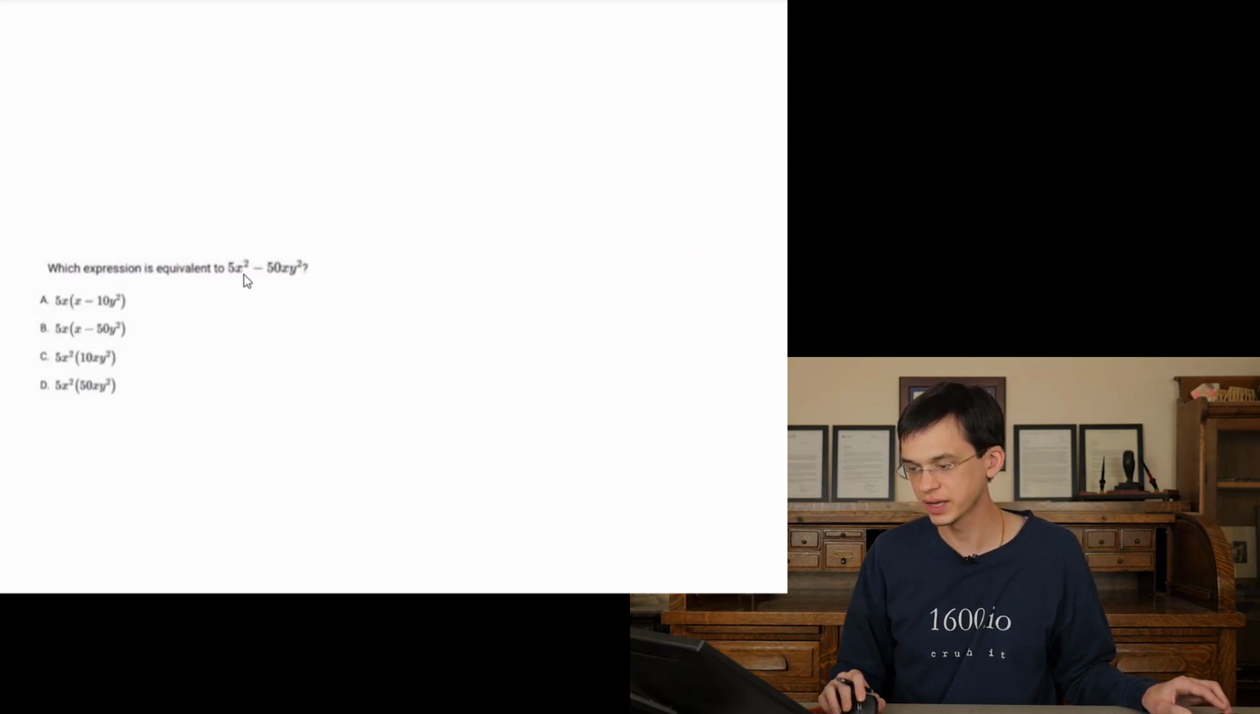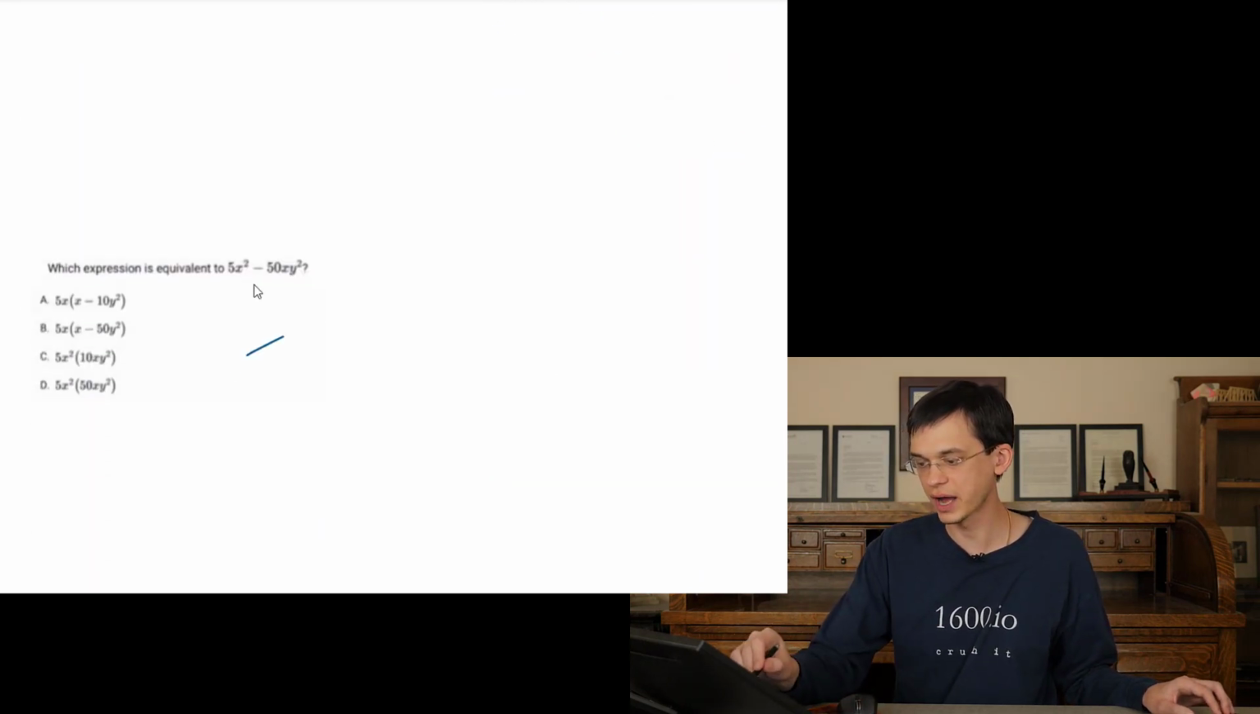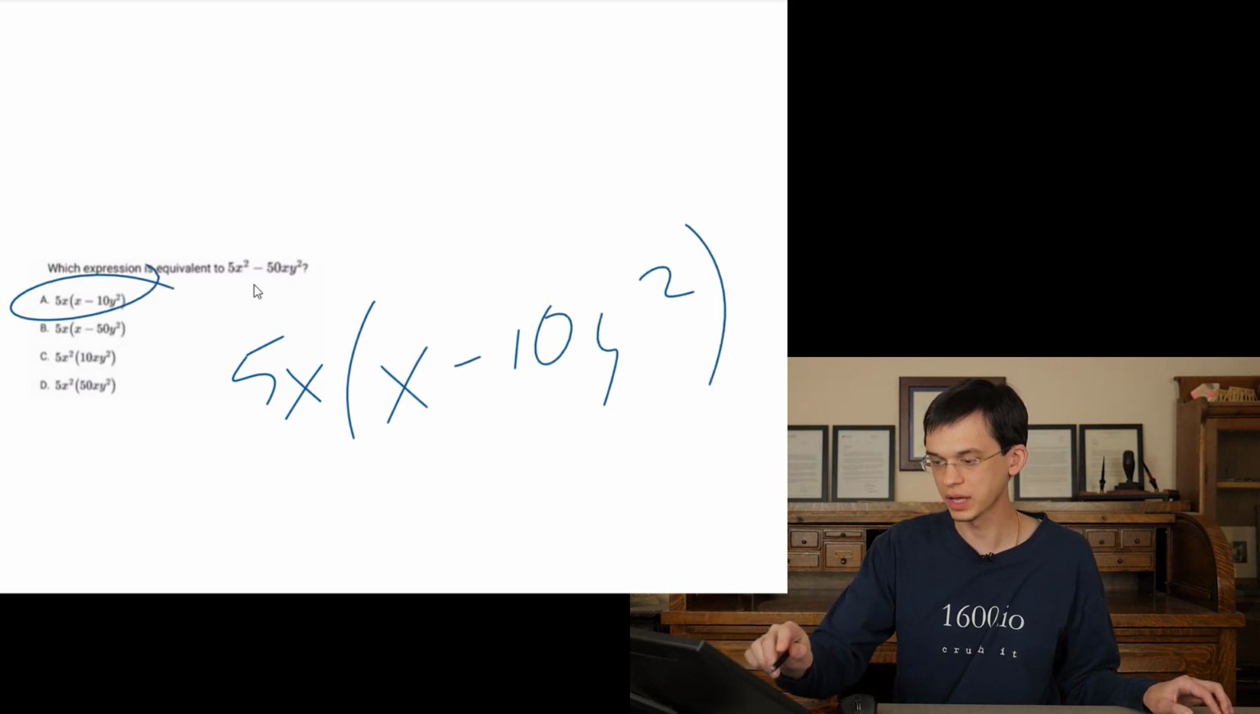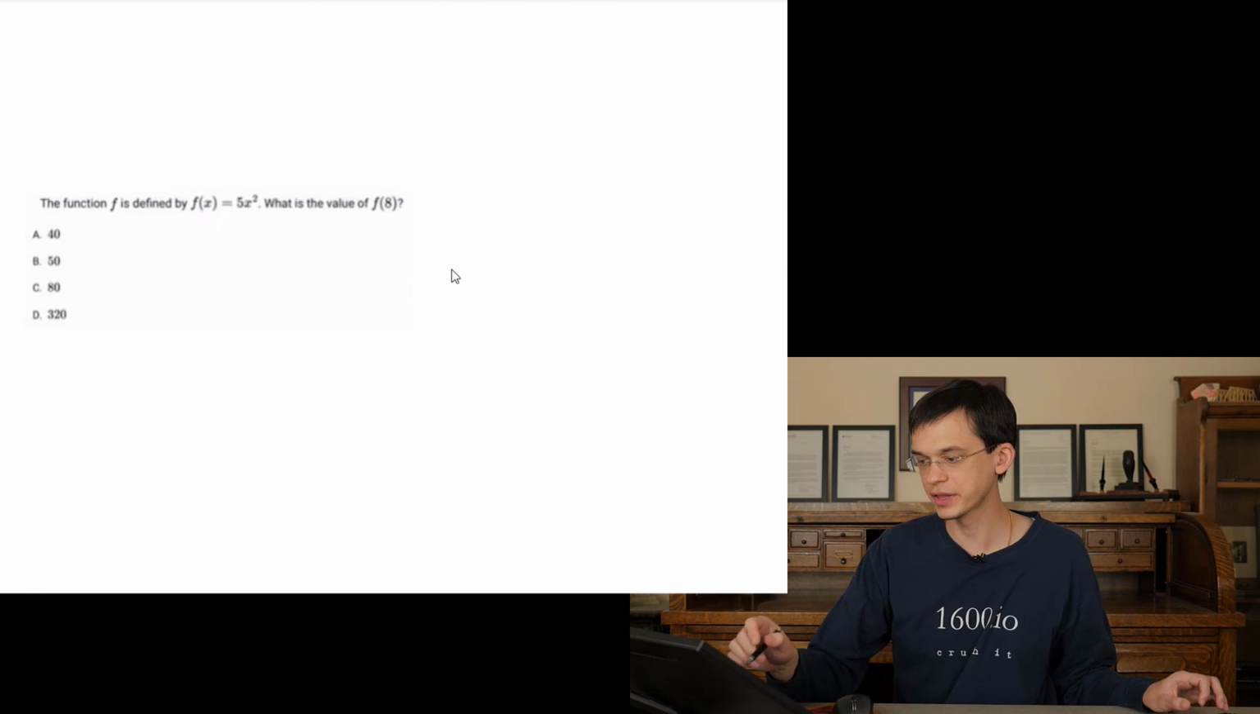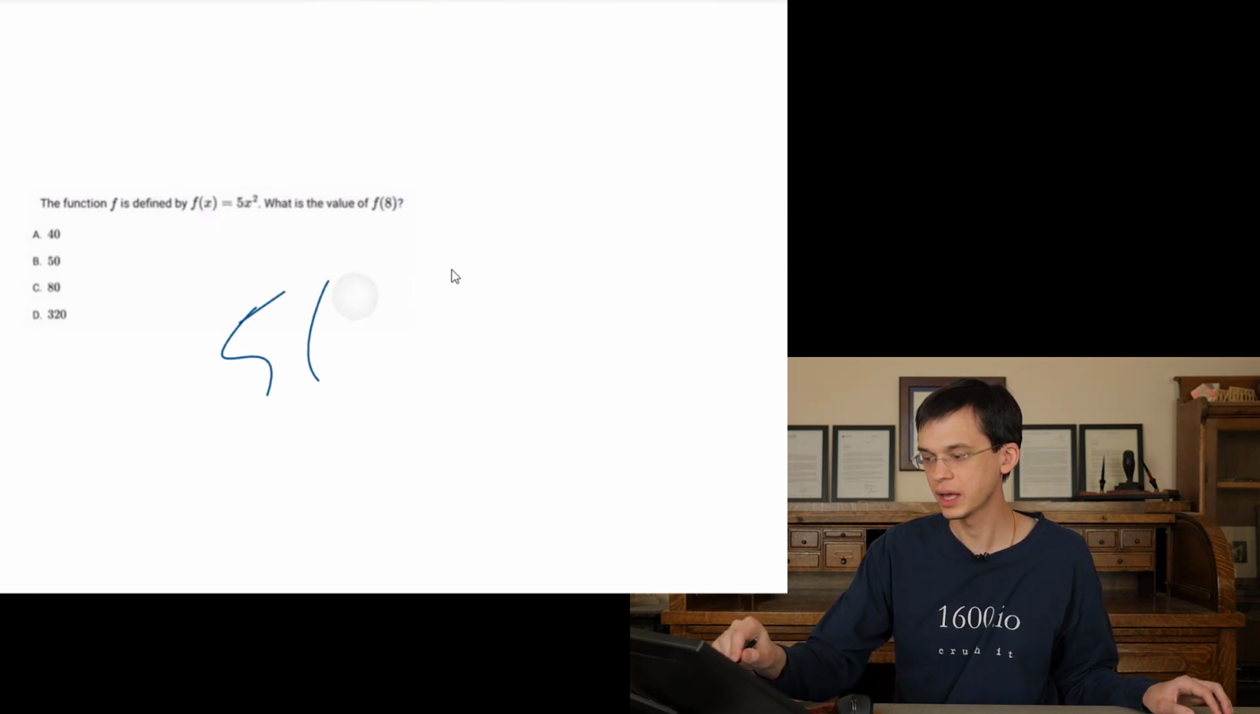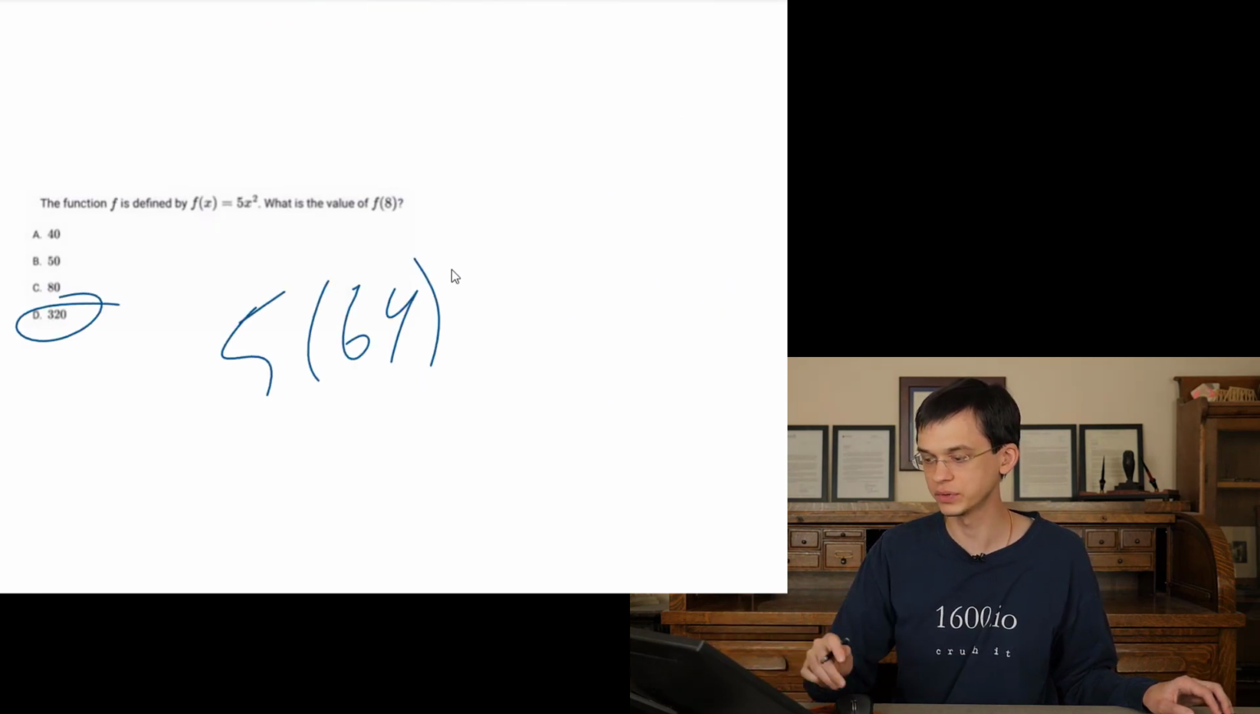Which expression is equivalent to this? It seems like we can only pull out a 5x, so what's left? x minus 10y squared. That's going to be A. The function is defined by this. What's the value of f of 8? 8 squared is 64. 5 times 64 is 320.